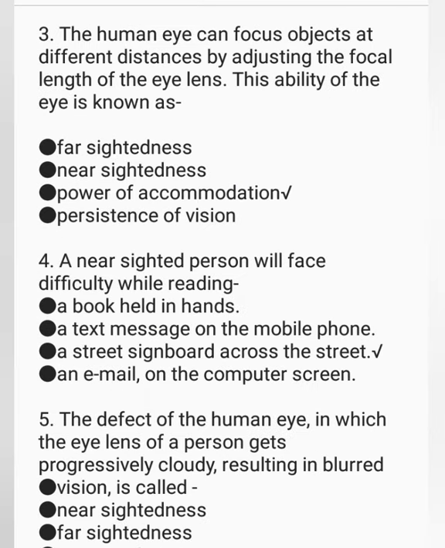Next question. The human eye can focus objects at different distances by adjusting the focal length of the eye lens. This ability of the eye is known as farsightedness, nearsightedness, power of accommodation, persistence of vision. The correct option is power of accommodation. Now the next question. A nearsighted person will face difficulty while reading a book held in hands, a text message on the mobile phone, a street signboard across the street, an email on the computer screen. The correct option is a street signboard across the street.